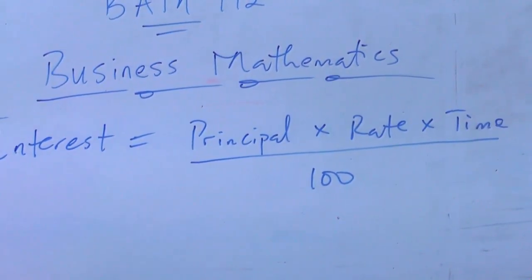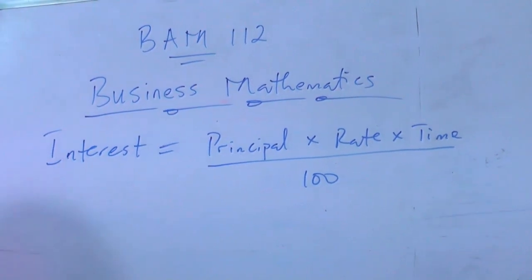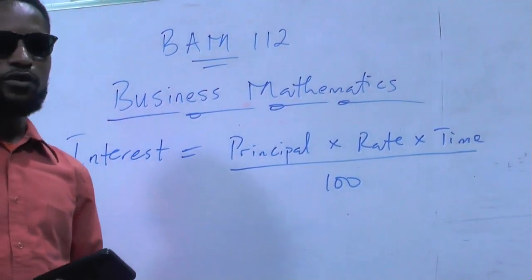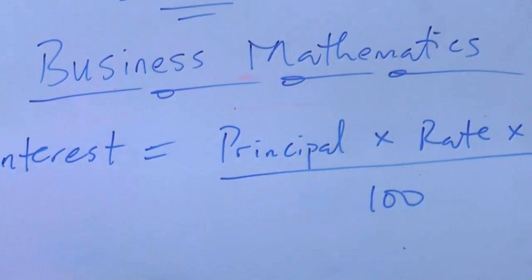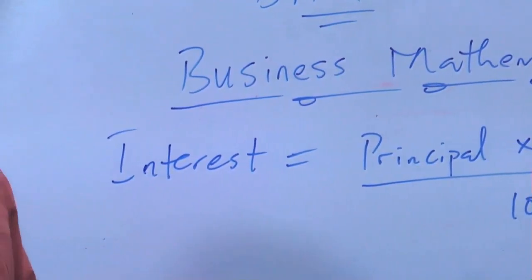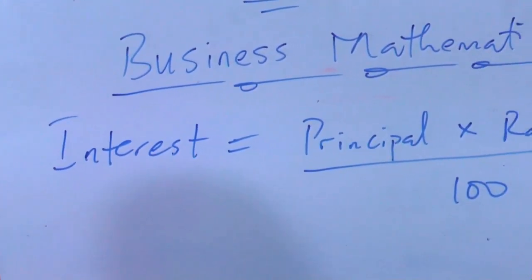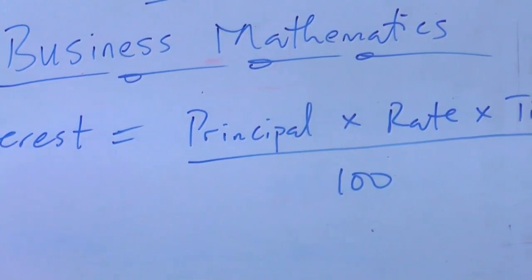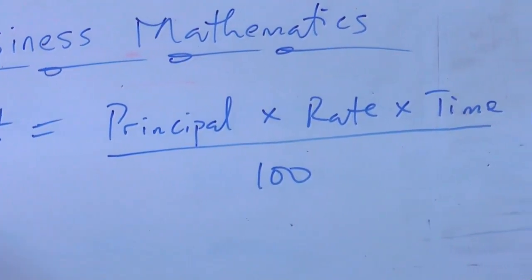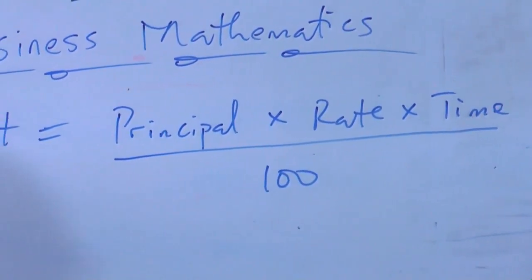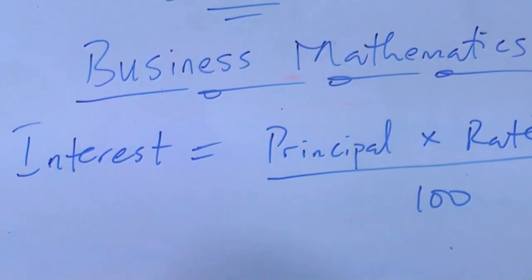Alright, look at this particular question. And don't forget again, before I continue, I have explained to you that principal is the money you borrow from the bank or the money you fix in the bank. And I told you that rate is the annual rate on the interest. And then we also say time is the duration in which the money is being borrowed, or the money you fix in the bank.